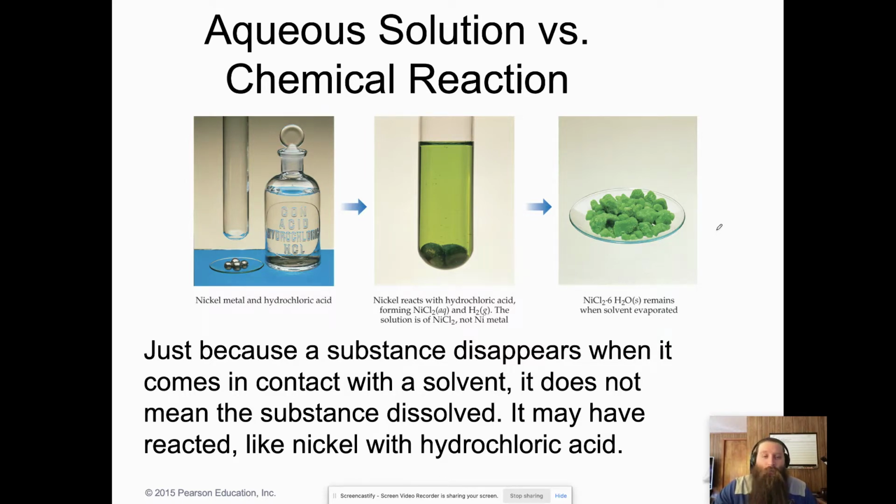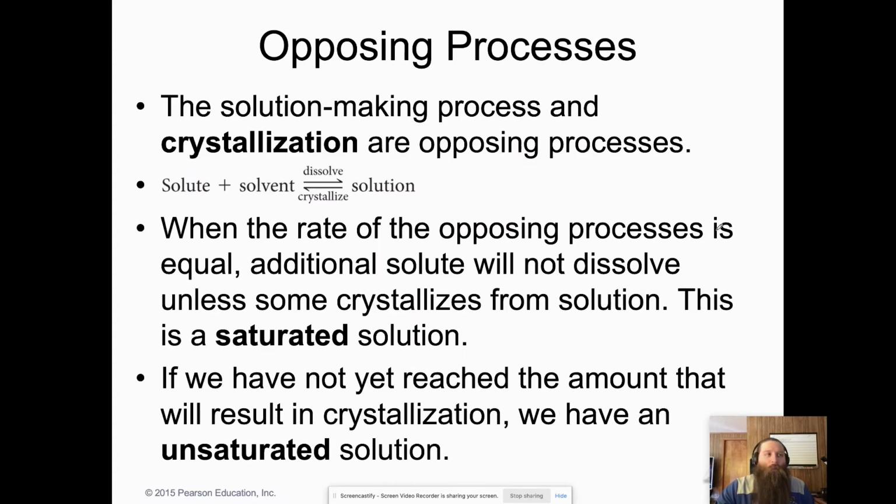Sometimes you have a reaction. A great example of that is nickel mixed with hydrochloric acid, which leaves you this very nice green hydrated compound there. So just because you're mixing two things, make sure that you know, am I making a reaction here or am I making a solution?